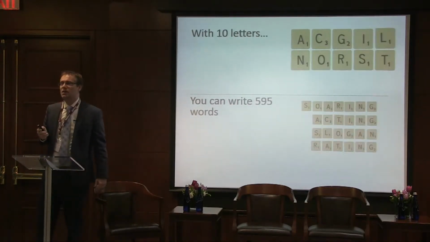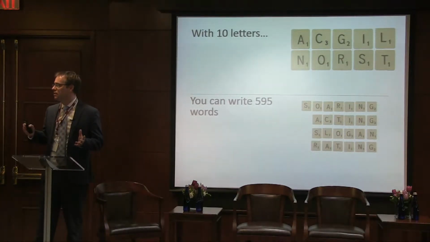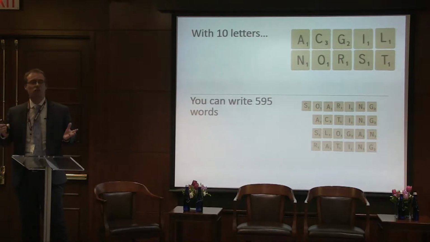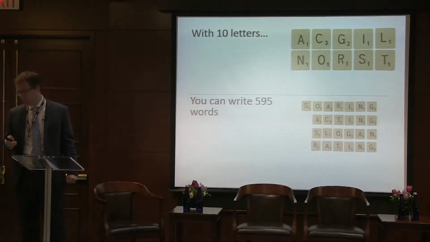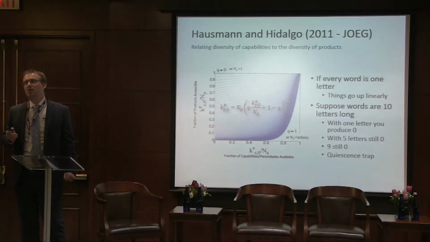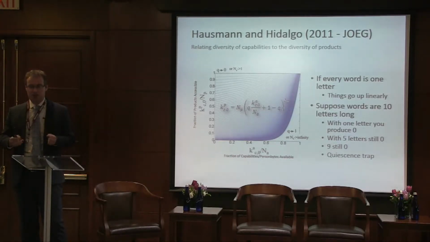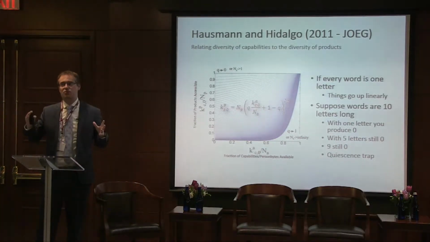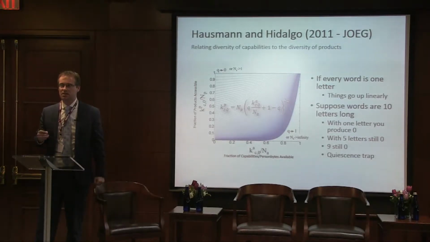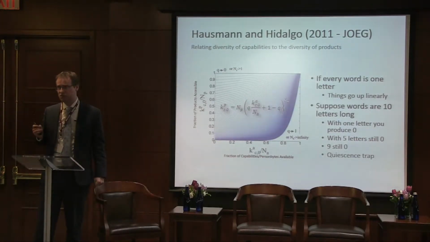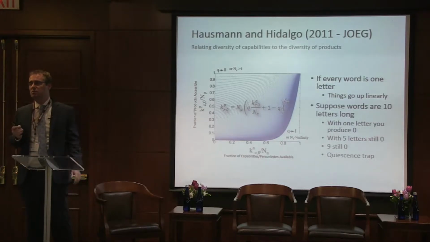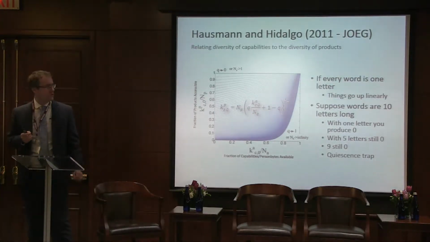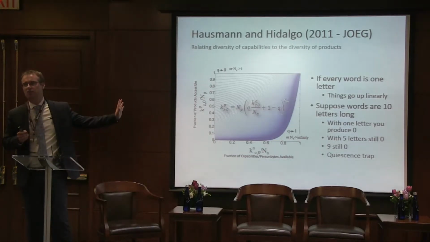So you can write a 4-letter word now. If you have 10 letters, according to the Scrabble website, you can write almost 600 different words. Now, this kind of logic gives you a particular development path for countries. And this is a model that Ricardo developed together with Cesar Hidalgo, which was published in the Journal of Economic Growth in 2011. So let me explain to you what this graph actually means.